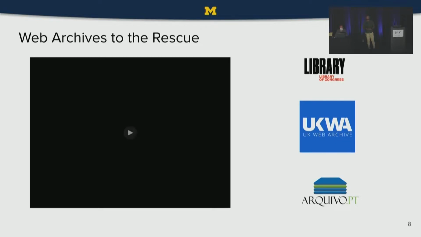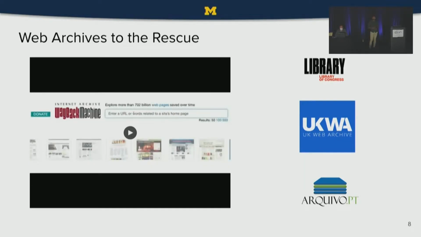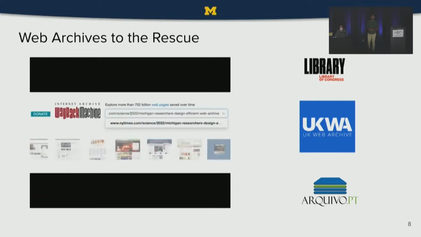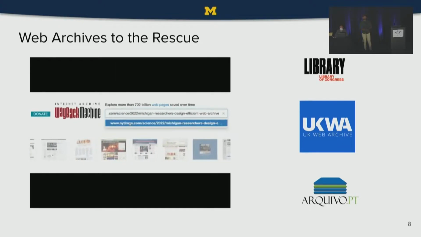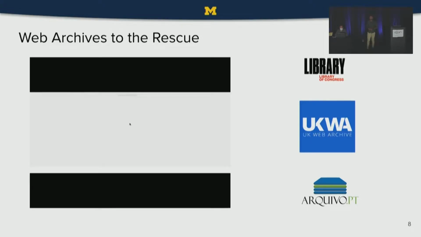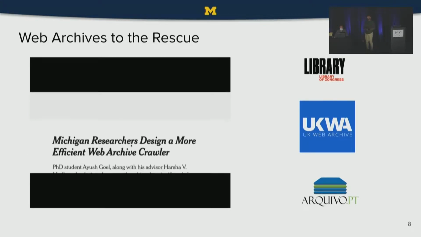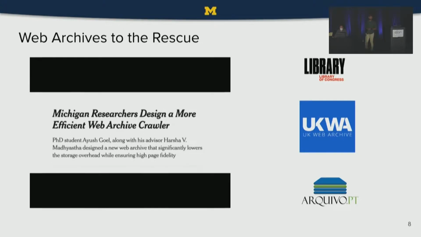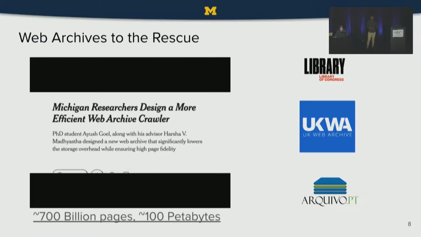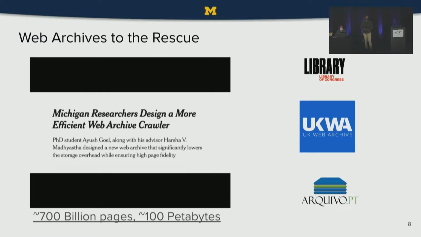I'll give you a brief glimpse of how these web archives really work. Internet Archive provides a Wayback Machine where the user who's trying to find a particular web page can enter the URL of one of these pages. Thereafter, the Internet Archive would load a version of this page that is stored on their storage servers and hosted by them. Internet Archive is currently the biggest web archive. It stores about 700 billion pages, amassing to about 100 petabytes of storage.